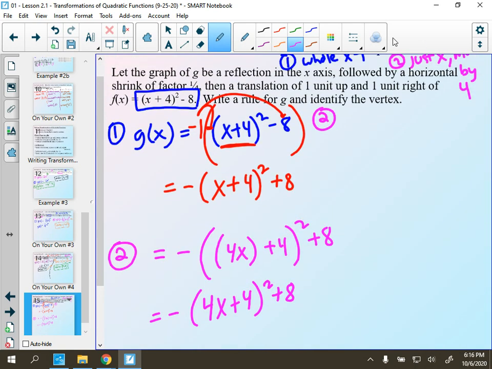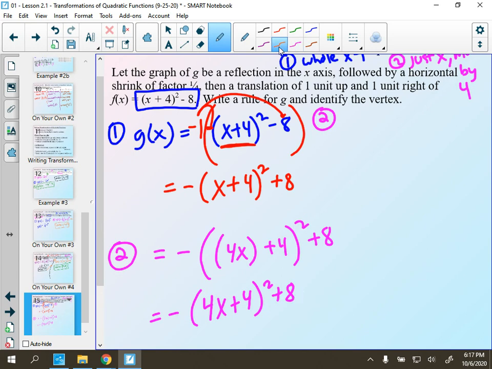Translation of 1 unit up. This one's tougher. Maybe I should take this off here. I don't know if we're going to be able to identify the vertex on this one, just because we haven't really talked about how to handle this right here. Let's finish it up and see where we end up.